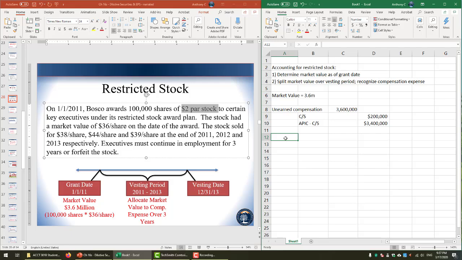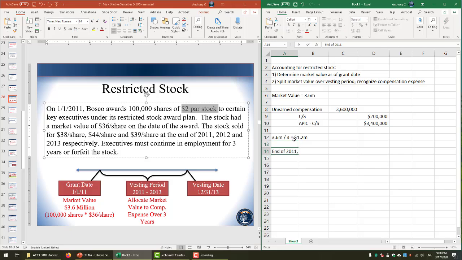Okay, so now the next step after the grant date is we're going to split this market value over the vesting period, and we're going to recognize it as compensation expense. Our vesting period in this case is from 2011 to 2013, or 3 years. So if we evenly split this 3.6 million over 3 years, that means each year we're going to recognize $1.2 million of compensation expense related to this restricted stock.